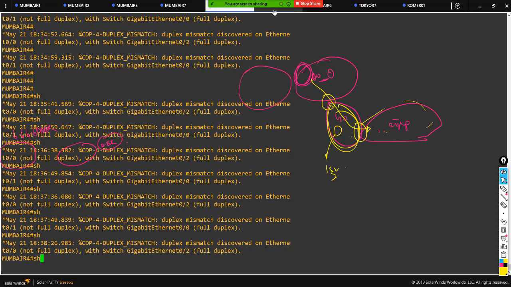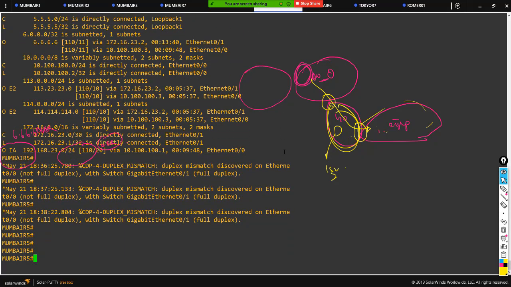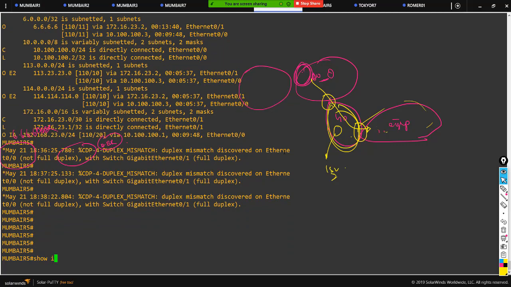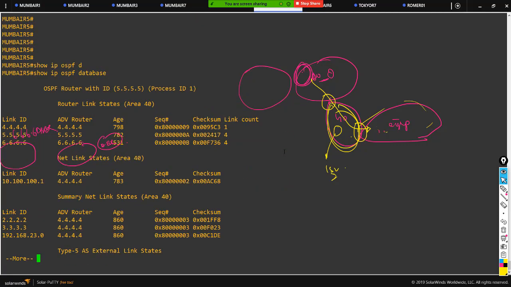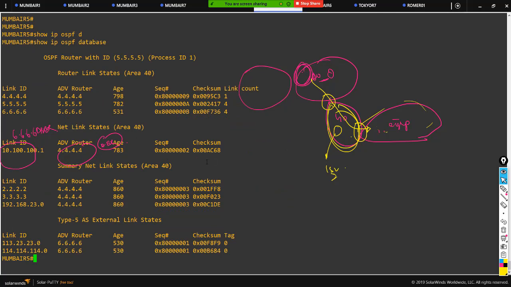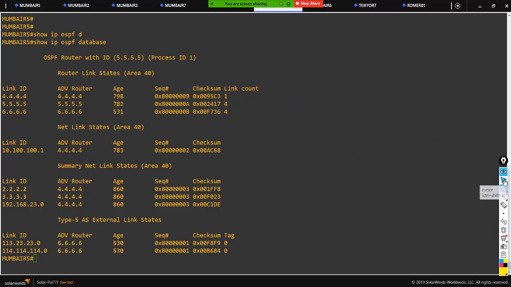It should be either 5 or 6. Okay, 5 or 6. In the case of 5 or 6, if I make use of the same OSPF database command, you will see there is no LSA4 now. Okay, so let me clear this.